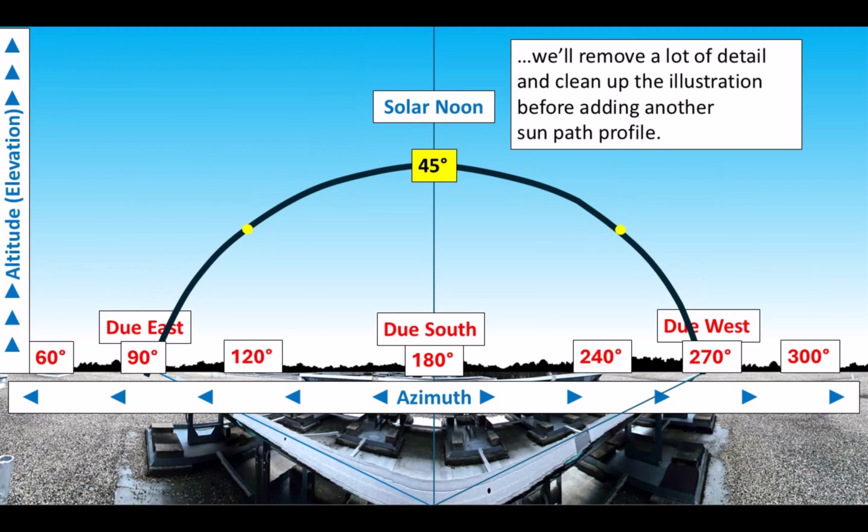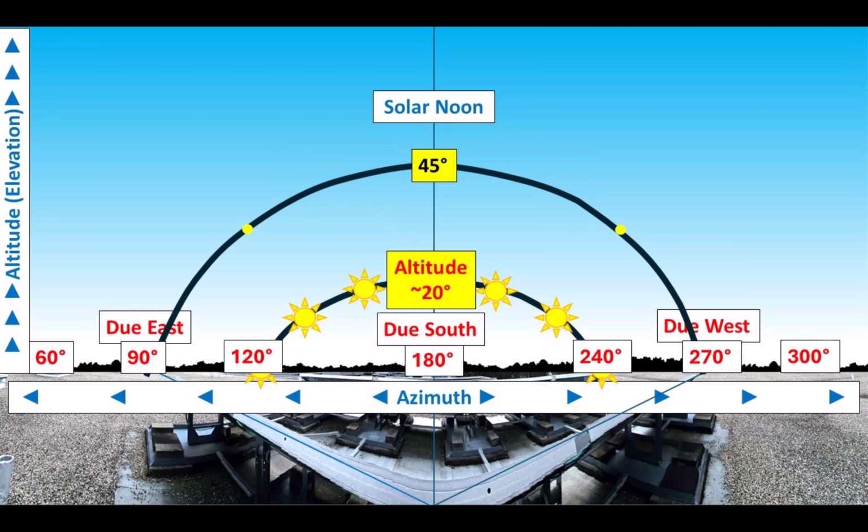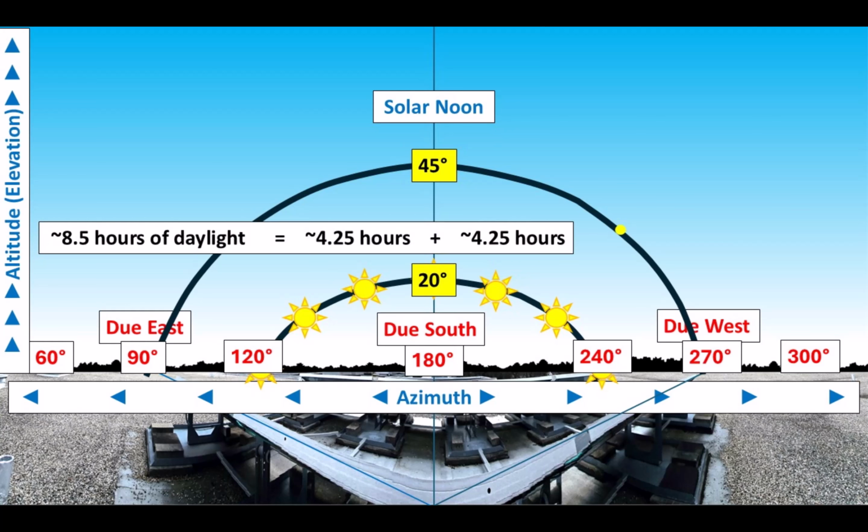We'll remove a lot of detail and clean up the illustration before adding another sun path profile. This one. For this sun path profile, the sun's altitude angle at solar noon is approximately 20 degrees. And on this day, there are approximately 8.5 hours of daylight, about 4.25 hours before solar noon, and approximately 4.25 hours after solar noon.